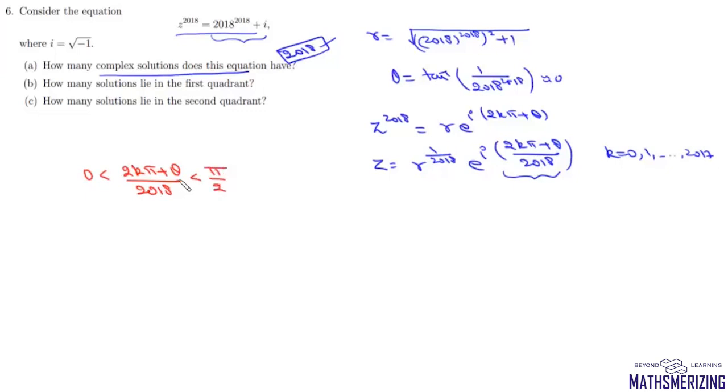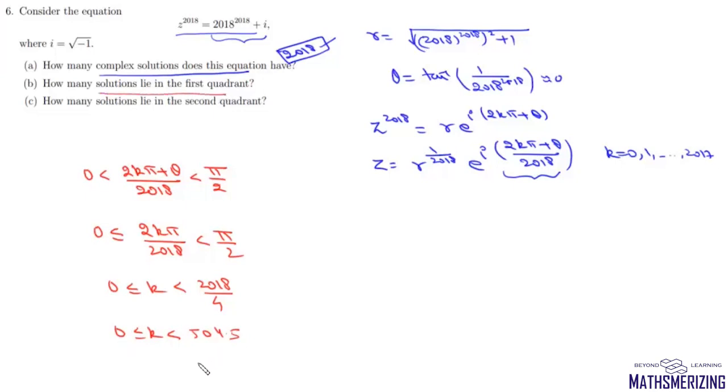Now this theta is very, very small but a positive number. So we can write this as 0 is less than or equal to 2k pi upon 2018, and it is less than pi by 2. So we can write 0 is less than or equal to k is less than 2018 divided by 4. So it'll be 0 and then k, and it'll be 504.5. So k can take all the values starting from 0 to 504. So that means the number of solutions that lie in the first quadrant will be 505. So there will be 505 solutions in the first quadrant.